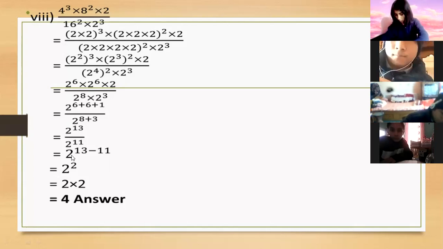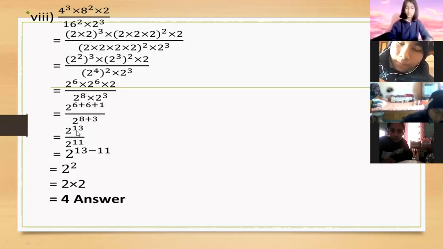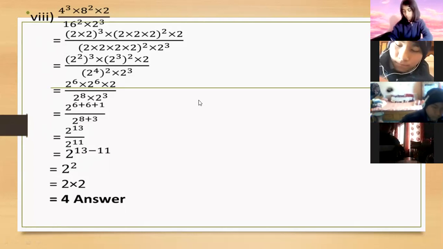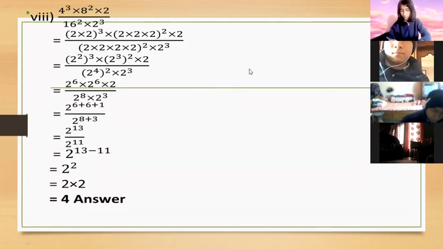Okay? And up and down is divide. Numerator and denominator is divide. And when you divide, if they have the same base, we have to subtract their power. This 13 minus 11, it will be 2. 2 power 2, that means 2 square. 2 square means 2 into 2. That means 4. Its value will be 4. Okay, Christina?